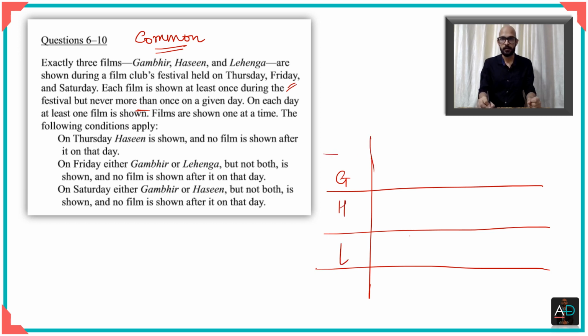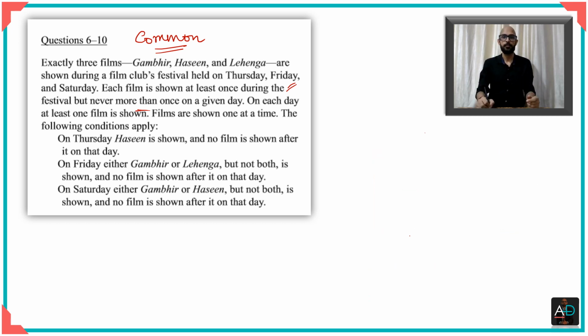And then do I put Thursday, Friday and Saturday here? Or should it be the other way around, where I perhaps put the movies here and the dates in the other place? This is a very important question. You should always pause to think about this once. Okay. So the construction of the table is very important.